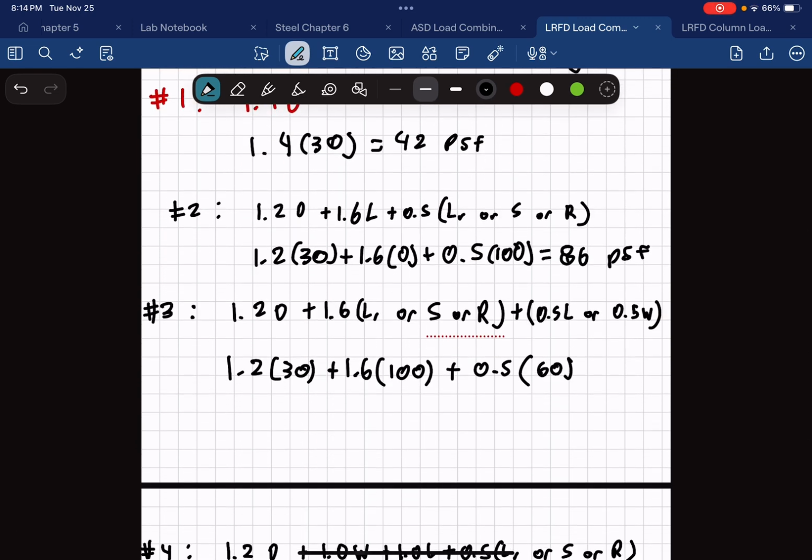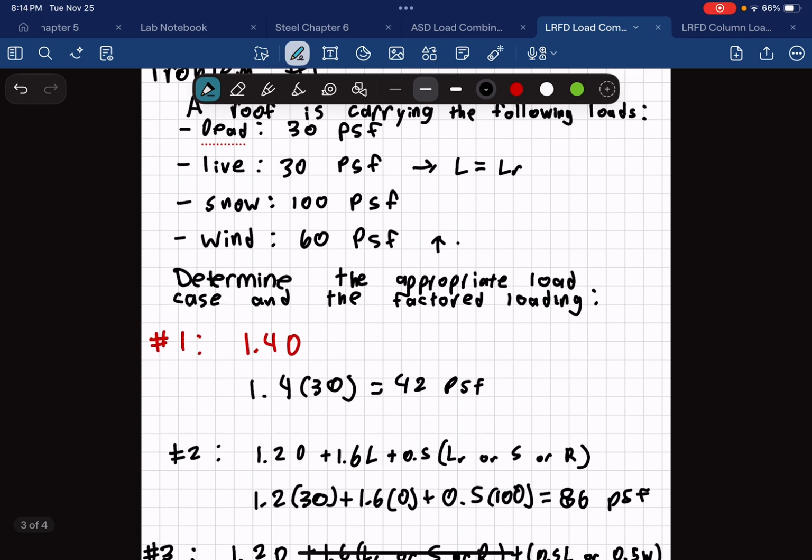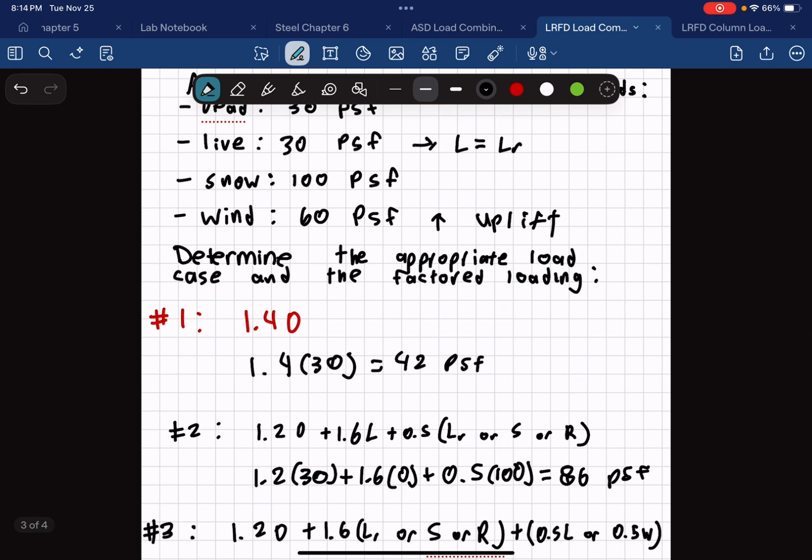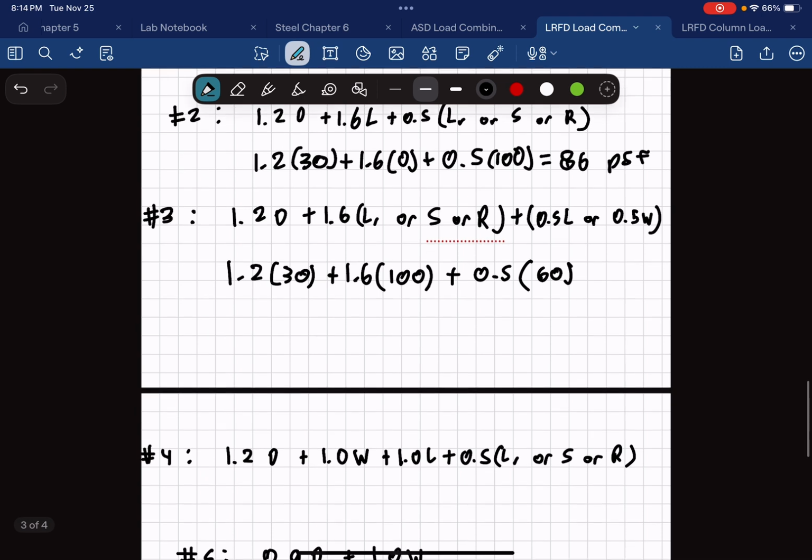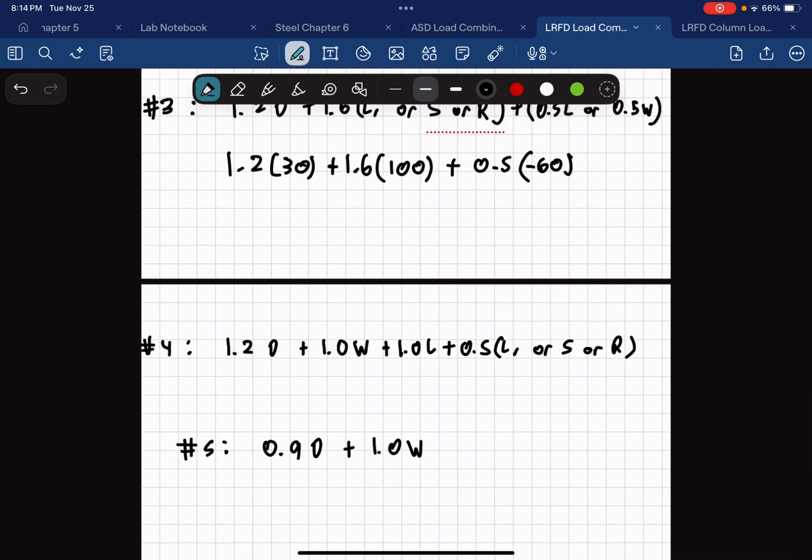Well, not quite. I indicated the arrow here and pointed it out to indicate that we have what's called uplift here. The wind pressure on the building is actually creating a sort of vacuum over the top of the building, and that wind load is actually going to act in the opposite direction of the gravity loads that are on the building. So when we're looking at this, it is actually a negative 60. It's going to detract from the total loading on that. So if we go into our calculator here, add all these up, we have 0.5 times 60. And we are going to get 166 PSF.